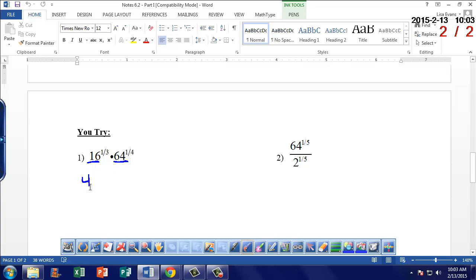So 16 is 4 squared, then multiply by the exponent that's there. 64 is 4 cubed, so multiply by the exponent that is there. And then you might be able to reduce it because we can also have them have like bases of 2. We'll talk about that in class. Go ahead and get started with that one.